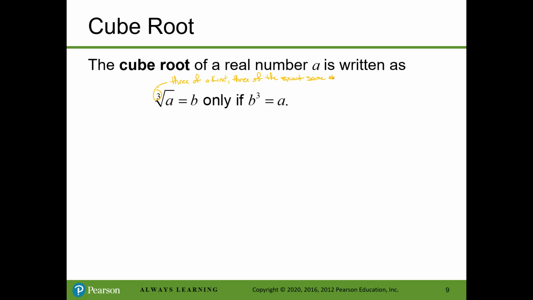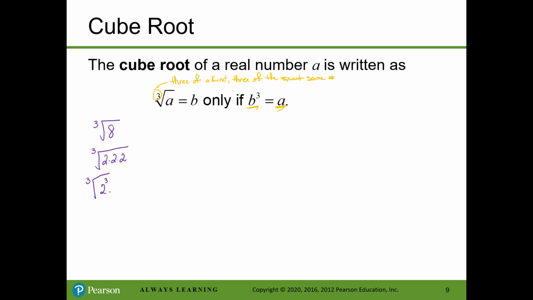Okay, now notice, it says only if b to the third equals this original number. Let me give you an example. If I am looking for the cubed root of 8, I'm looking for 3 of a kind. What number multiplied by itself 3 times will give me 8? Hopefully you said 2. 2 times itself 3 times is 8, isn't it? Which means 2 to the third is equal to 8, isn't it?